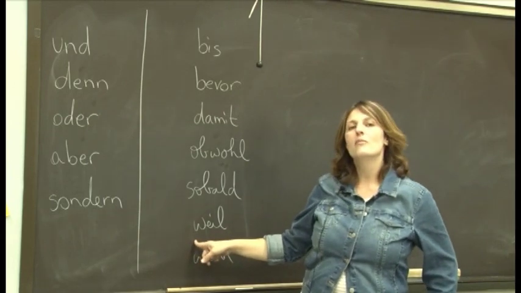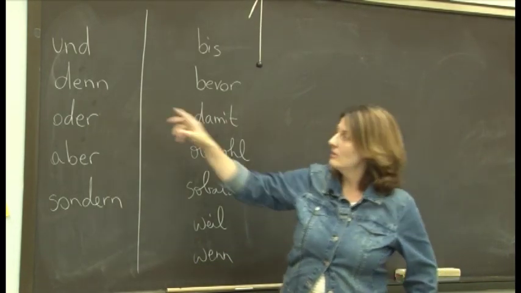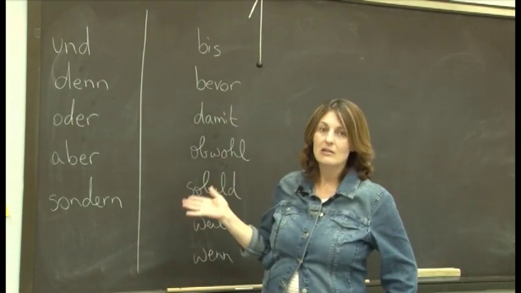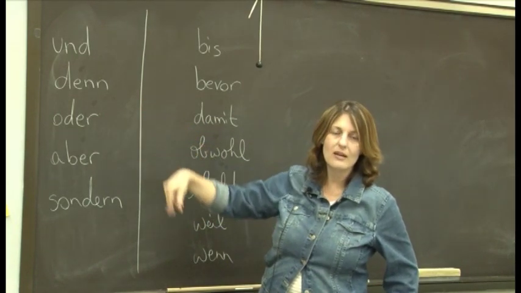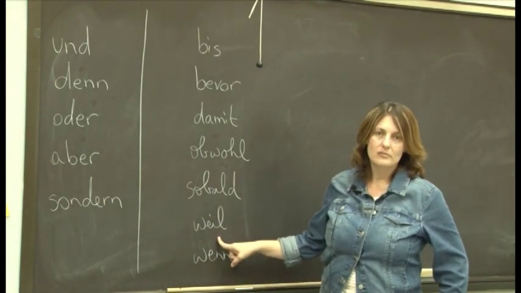Weil is actually more common. We use that more often. The reason why you were introduced to denn before weil is because weil changes the word order of the sentence. It's a little more complicated, so they introduce you to denn before that because it's easier. Yeah? Weil. Okay?